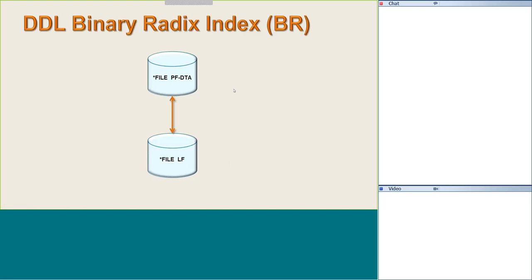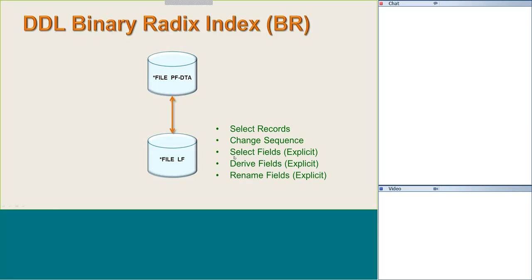This one is very similar to the DDS view. It's a logical file or logical index based over a physical data file. And you can select records. You can change sequence. You can select fields if it's an explicit definition. And once you select fields, you have to select all the fields that you want. You can derive fields. You can rename fields. And you can reorder fields.